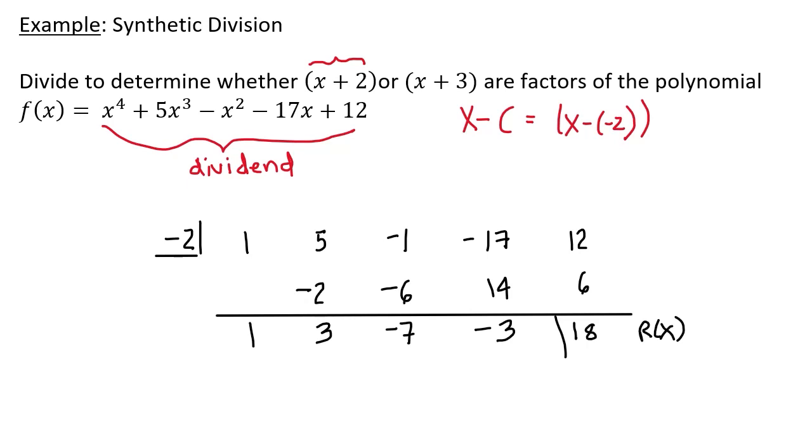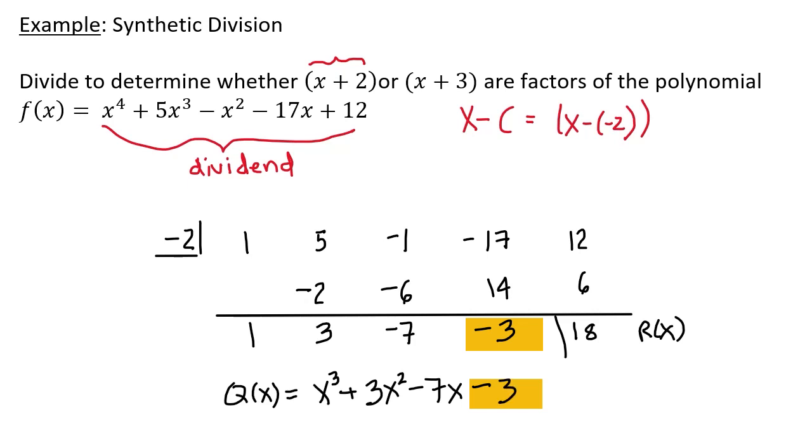So what I've actually found here using synthetic division is if I divide f of x by x plus 2, my quotient then, I've got to read off from this part. The original dividend, or the f of x, had the highest power of 4, so the quotient must have a highest power of 1 less than 4, so that's x cubed plus 3x squared minus 7x minus 3, and the remainder is 18.